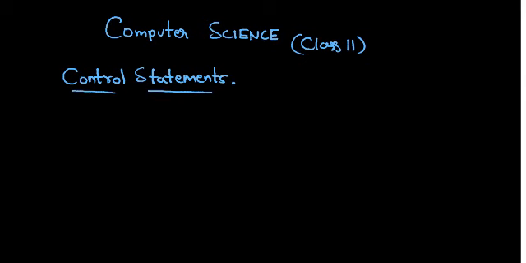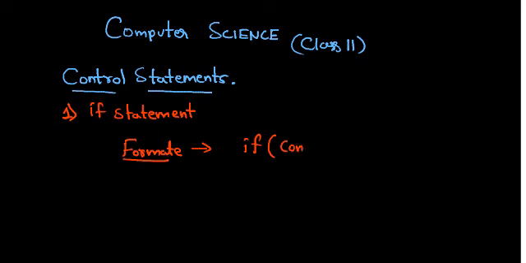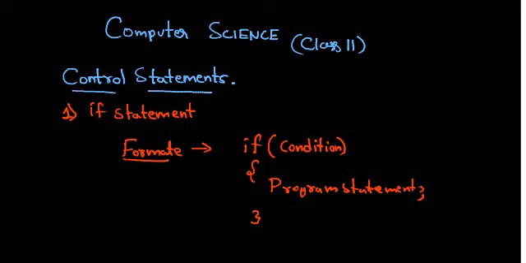So we'll be dealing with the first one, the if statement. If statements are known as conditional statements, or selectional structures, because it checks for the given condition and then selects the particular action. So the format for if in C++ is: if, and here the condition is given inside the brackets, and within the braces the program statements. So this is how the if is used in C++.